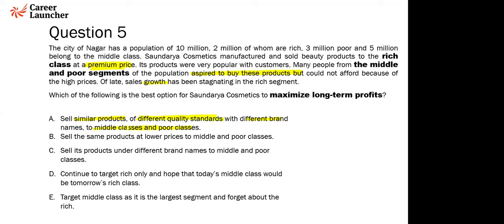Okay. What will this do? This will open up the market of the middle and the poorer segments. So choice A is a reasonable choice because it allows you to attract the middle and the poor classes as well. Okay. So reasonable choice, we'll hold on with this one.